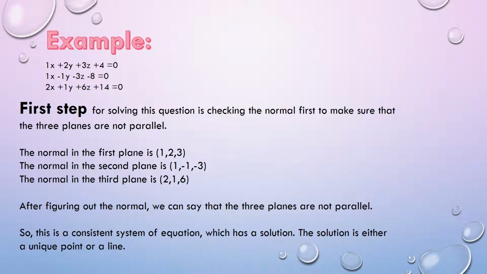For solving the example, we have to figure out whether the three planes are intersecting or parallel. So we have to check the normals first to make sure that the three planes are not parallel. The normals can be identified as the numbers next to the letters. The normal of the first plane is 1, 2, 3. The normal of the second plane is 1, -1, -3. The normal of the third plane is 2, 1, 6. So there are two possibilities: the three planes intersect in a line or in a point.